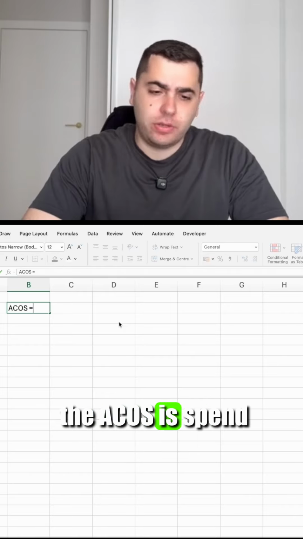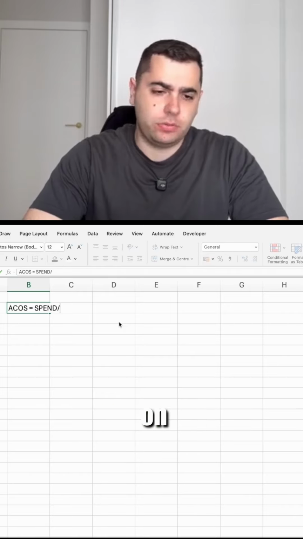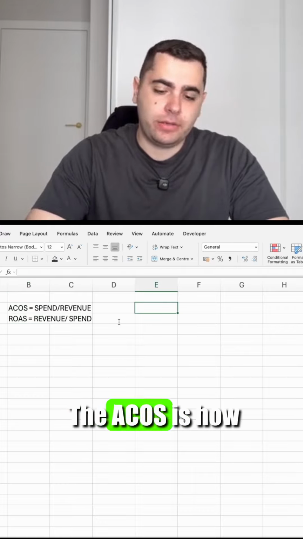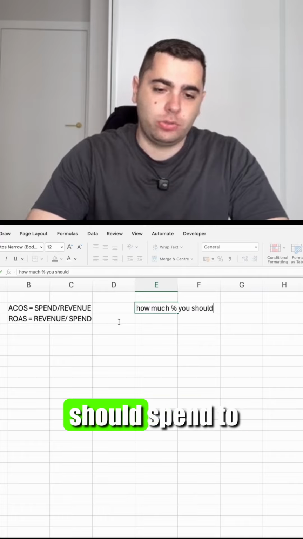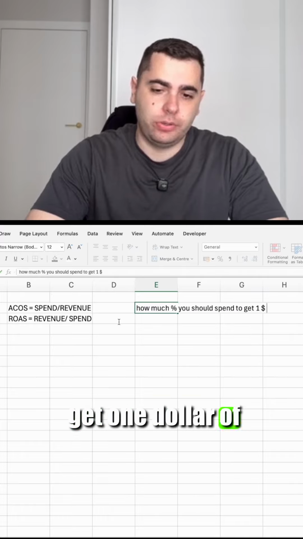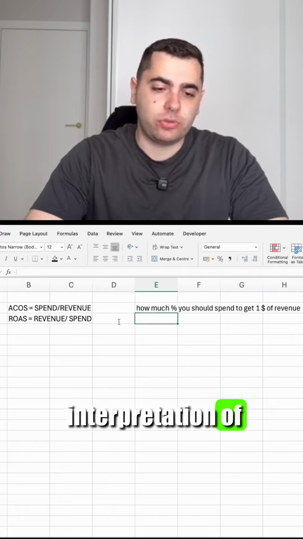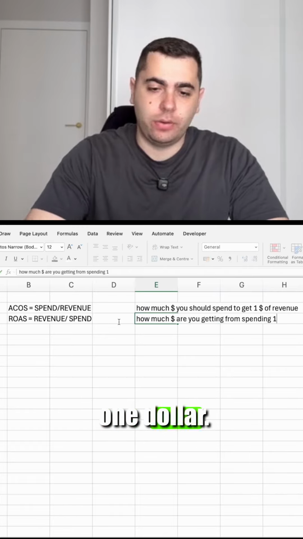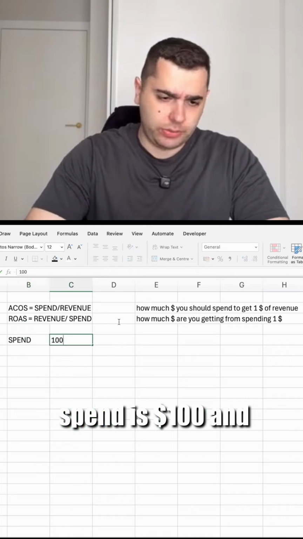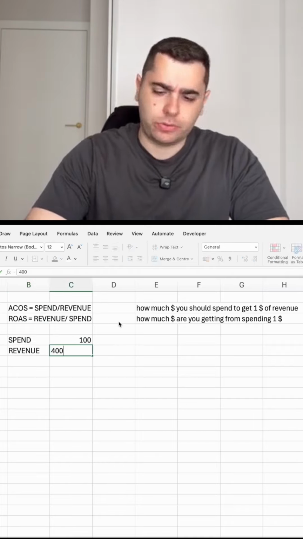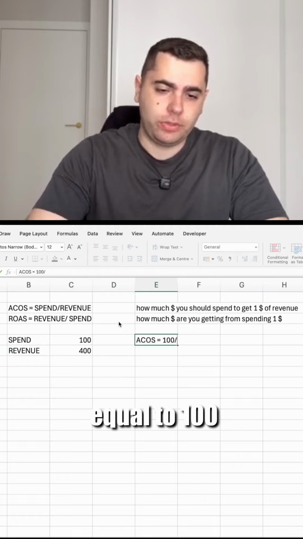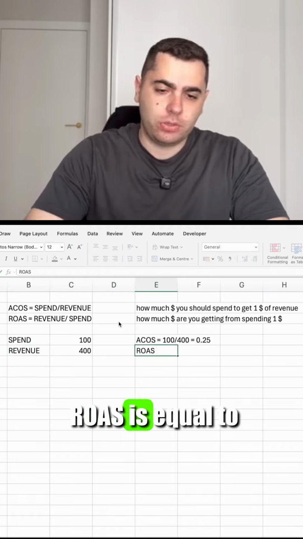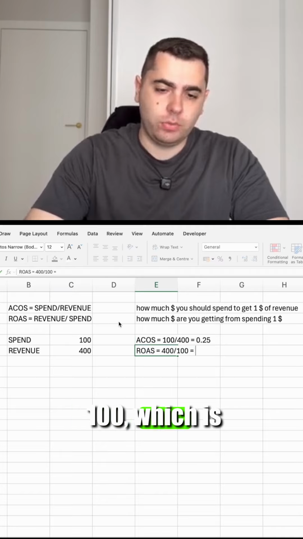The formula of the ACOS is spend divided by the revenue. The ROAS is revenue divided by the spend. The ACOS is how many dollars you should spend to get $1 of revenue. The interpretation of ROAS is how many dollars you are getting from spending $1. Let's say our spend is $100 and our revenue is $400. The ACOS will be equal to 100 divided by 400, which is 0.25. At the same time, ROAS is equal to 400 divided by 100, which is equal to 4.